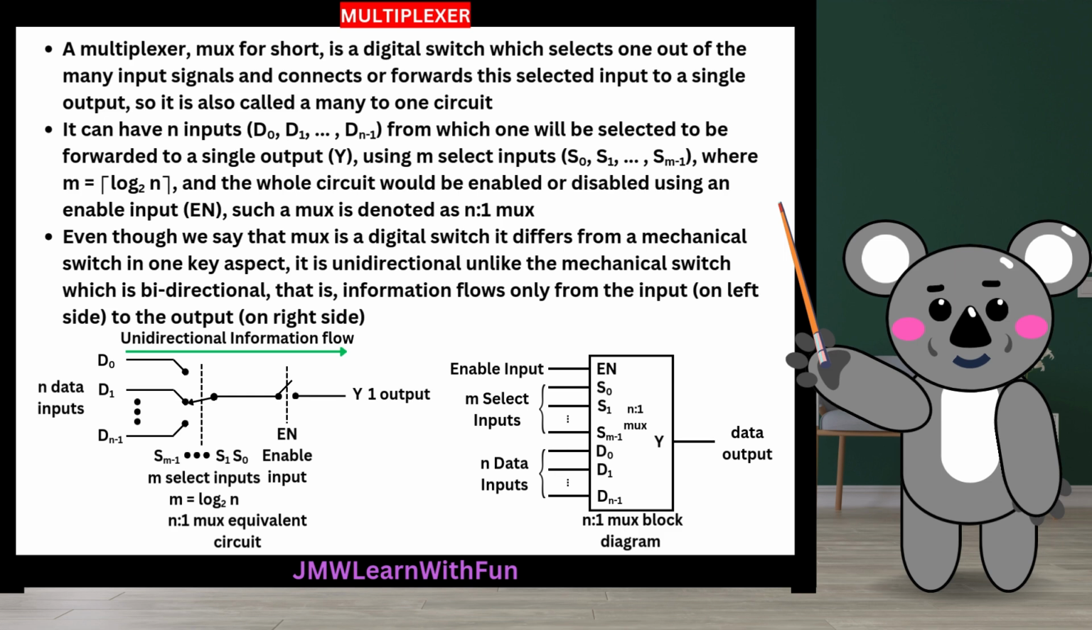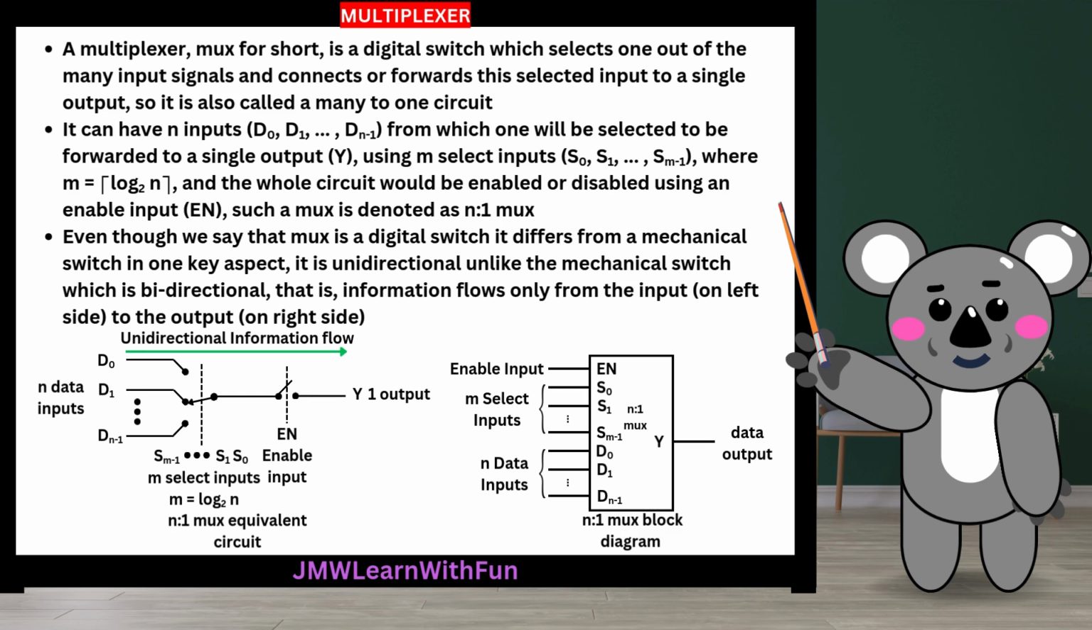It can have n inputs, D0, D1, and so on till Dn-1, from which one will be selected, to be forwarded to a single output, Y, using m select inputs, S0, S1, and so on till Sm-1, where m equals ceiling of log n to the base 2, and the whole circuit would be enabled or disabled using an enable input, En. Such a MUX is denoted as n is to 1 MUX.